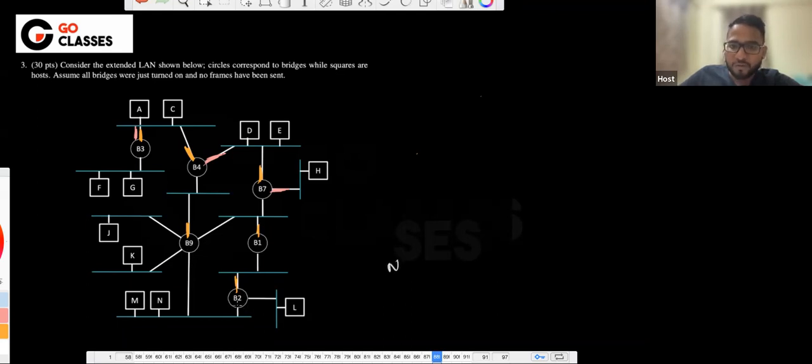Now B2 doesn't know where H is, right? B2 doesn't know about it. So I think L will receive. Then it will forward to B1, and B1 will forward to B7. I mean this entire line, which is also connected to B9, and B9 doesn't know.